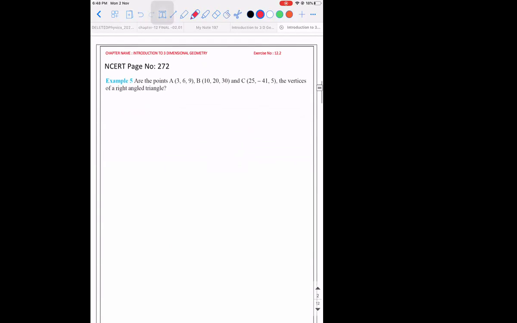Next, fifth one. Are the points A, B, C the vertices of a right angle triangle? So they're asking whether the points are vertices of a right angle triangle. So what are we supposed to do? Find AB square, find BC square, find AC square. Sum of two should be equal to the third one for it to be a right angle triangle.